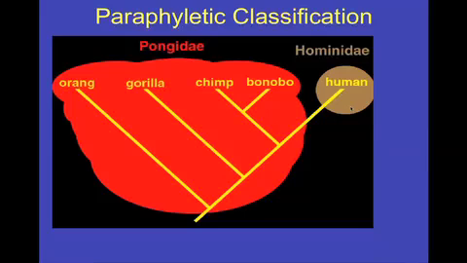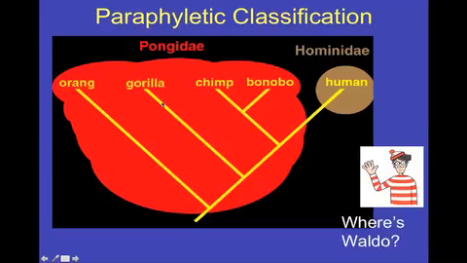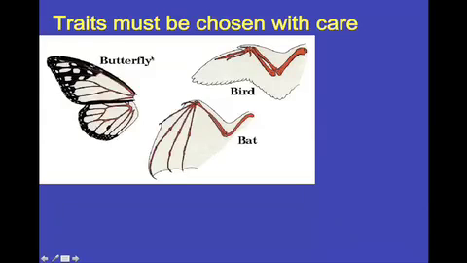And that's just not right. We belong in the same group as the other apes. Okay? So if anybody ever tells you the Pongidae, you've got to say, well, where are we? We belong in that same classification. That term, Pongidae, is an erroneous classification. It's paraphyletic.